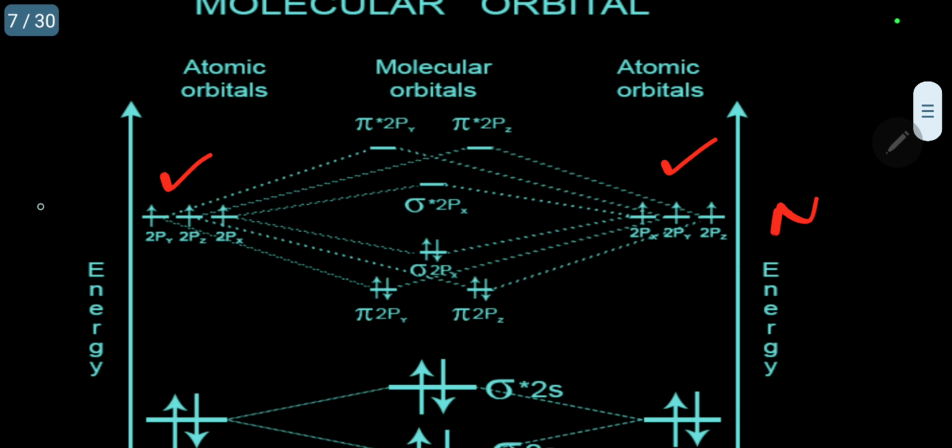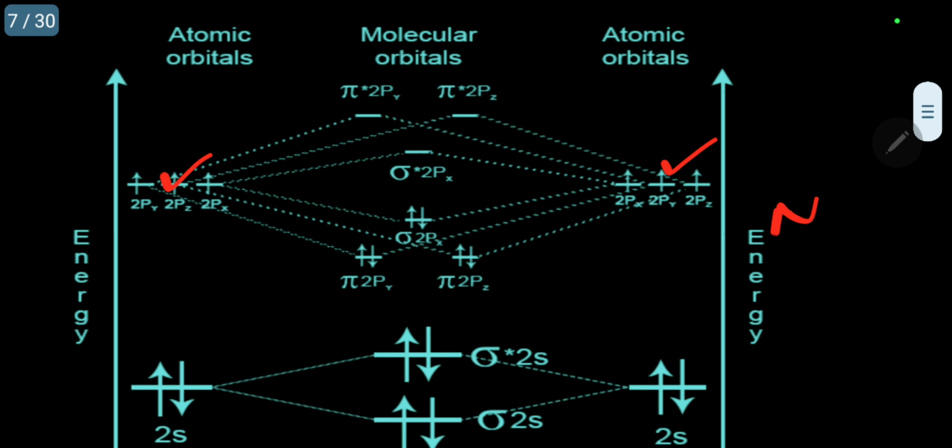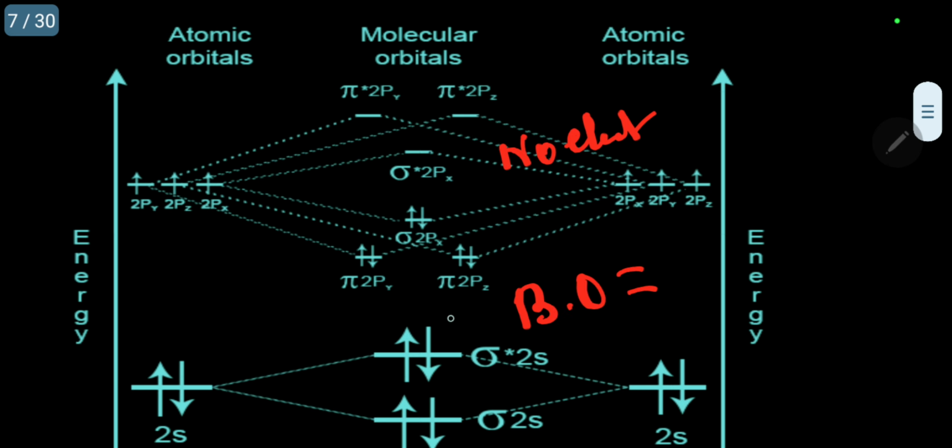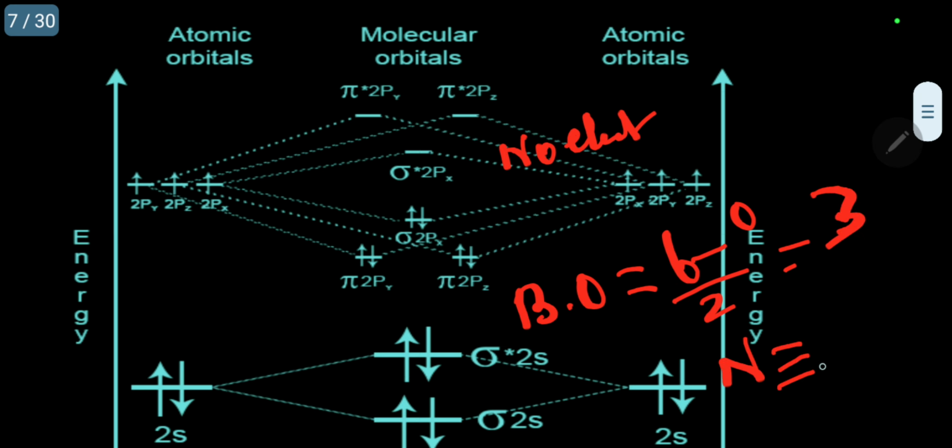Whereas in the nitrogen molecule, the lower is 3 plus 3, 6. So all the 6 electrons occupy the bonding molecular orbital. In the antibonding, there is no electron. So in this case, what is the bond order? Bond order is equal to bonding electrons 6 minus 0, by 2, it is 3. That's why nitrogen has a triple bond, 1 sigma and 2 pi bonds.